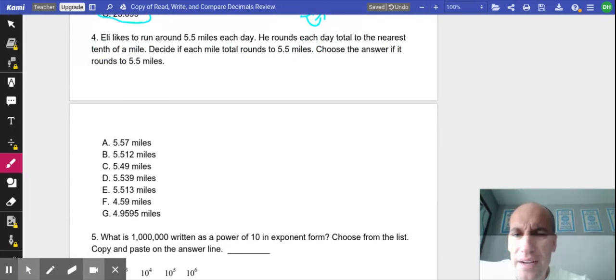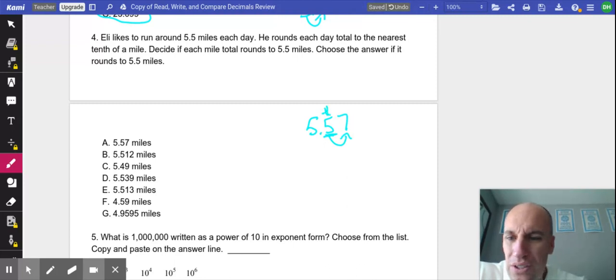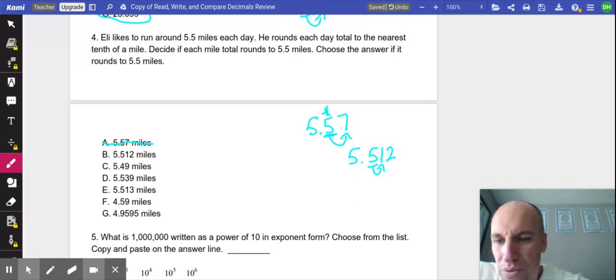Eli likes to run 5.5 miles each day. He rounds each day's total to the nearest tenth of a mile. Decide if each mile total rounds to 5.5. Choose the answer if it rounds. So now we're just rounding to the nearest tenth, the same thing, but we're going to underline the tenth instead of the whole number. So we're going to look at this one. That one would go to 5.6. 5 or more raises the score, so that would not work. 5 and 512 thousandths. We look at it. So it's not a 5 or above, so we stay the same. 5.5, so that one would work.